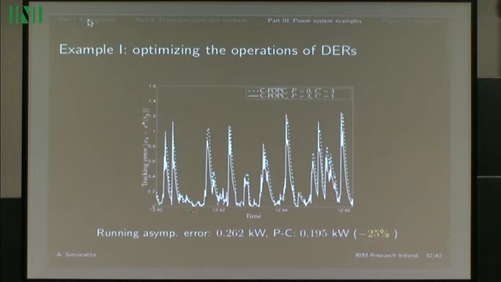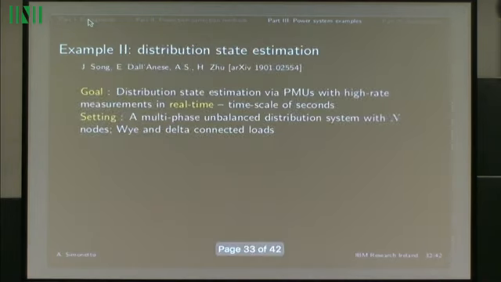This is a very simplified toy example. How would this work in a more complicated example? This is the goal of the second thing that I'm going to show you. It's related to distribution state estimation. So you have a grid, and you want to collect measurements from PMUs and from smart meters.